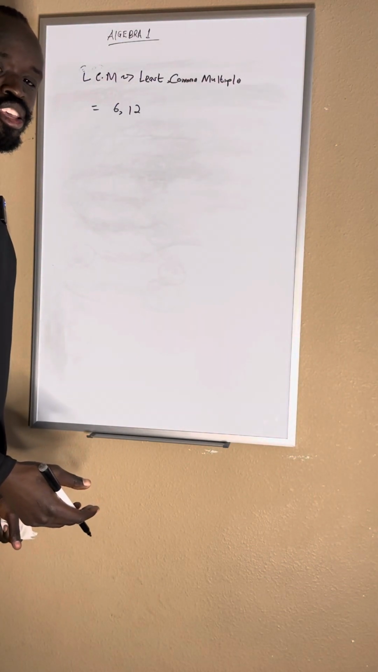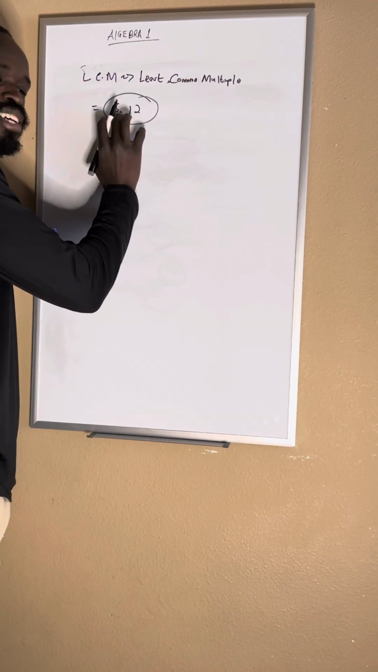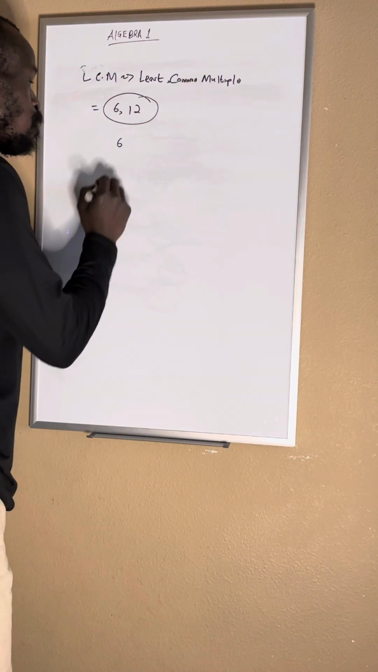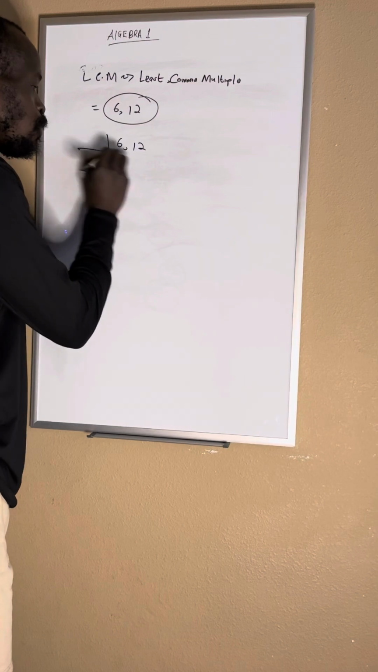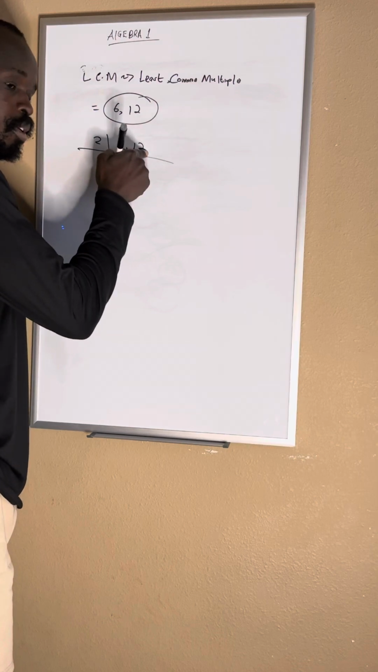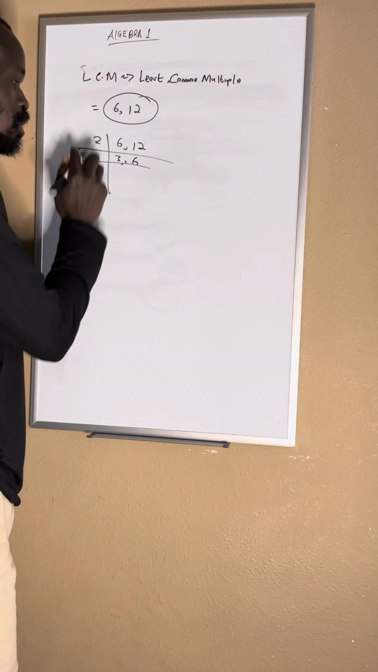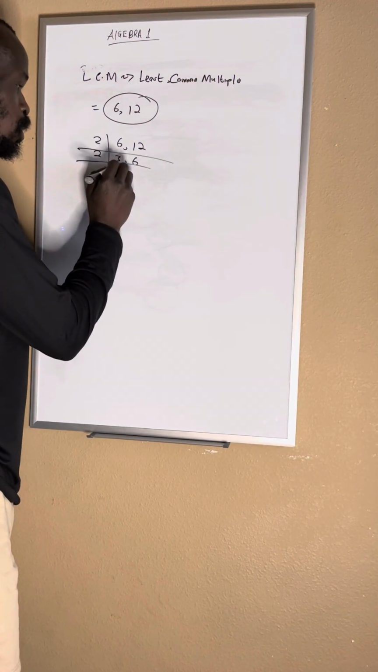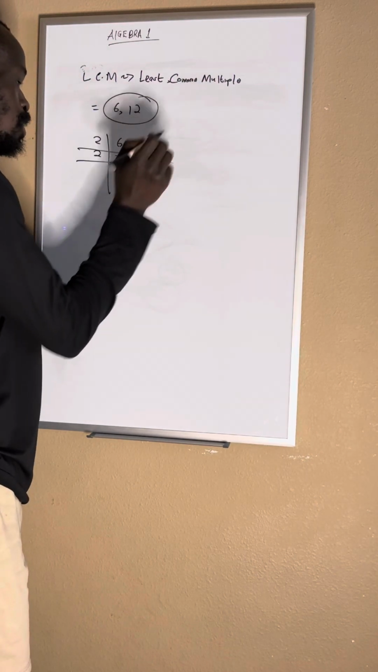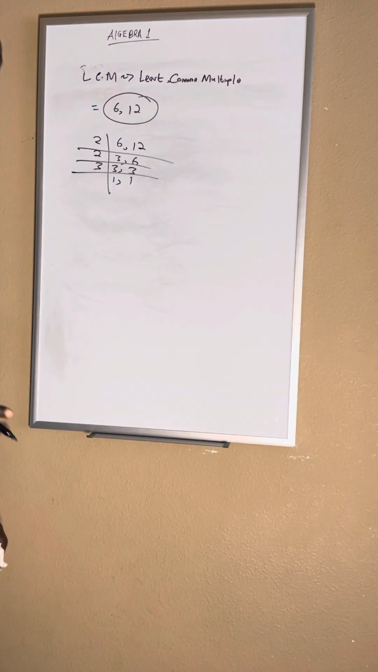They are basically asking you the least number that both these figures can divide into completely. So how do we find it? We'll come here and write the table, 6 and 12, and we'll start with 2. 2 divides 6 how many times? 3 times. It goes into 12 how many times? 6 times. The next number here is 2 again. 2 goes into 3 none, and 2 goes into 6 3 times. The next number here is 3. So 3 goes here 1 time, and 3 goes here 1 time.